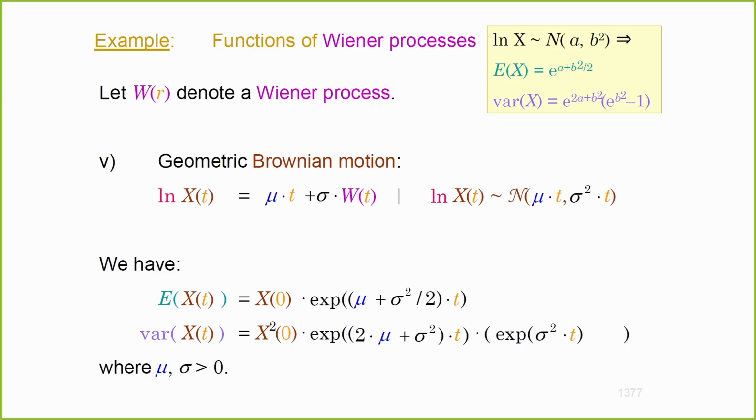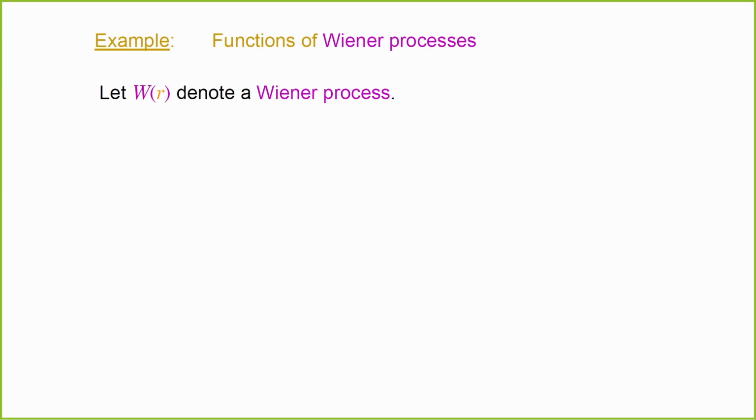Or it's not the same notation, it's a different notation, but for the same thing. So, and minus 1, that's it, okay? And then later we're going to prove this, so that can be shown relatively easily. It's not a big deal, but that is the mean and the variance of the geometric Brownian motion.